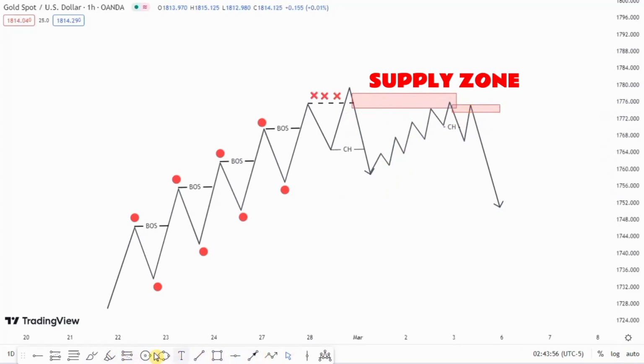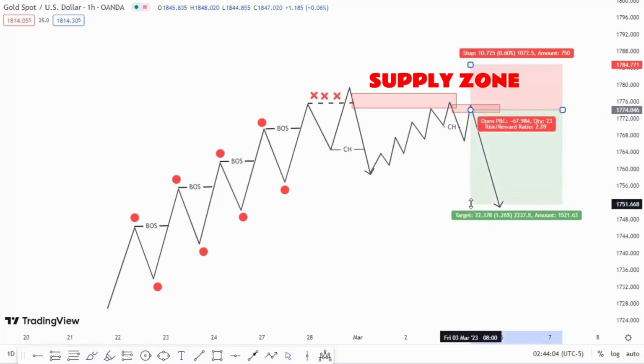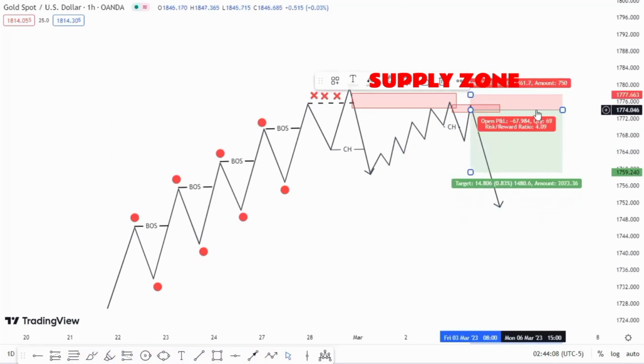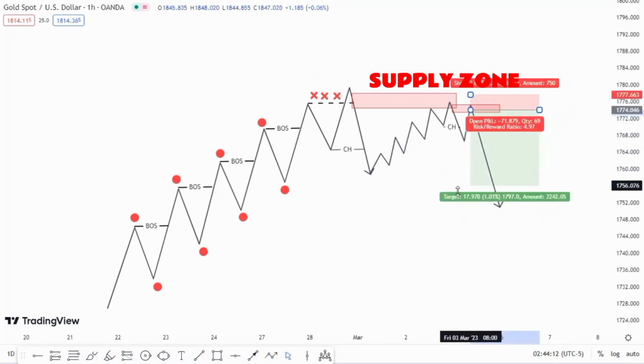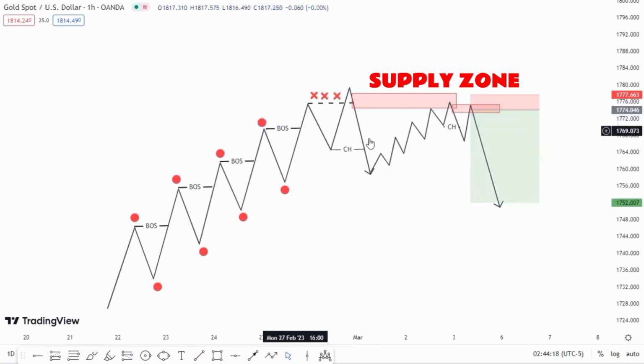So when you take your sales from there, what are you targeting? Let me just show you. You take your sales from there, and you target the lows. Your first take profit can be somewhere around there, which is very conservative. When it hits that take profit, the first thing you're going to do is move your stop loss to break even.